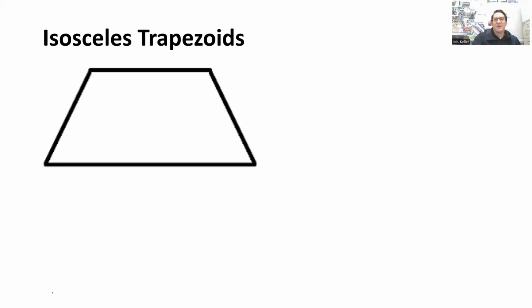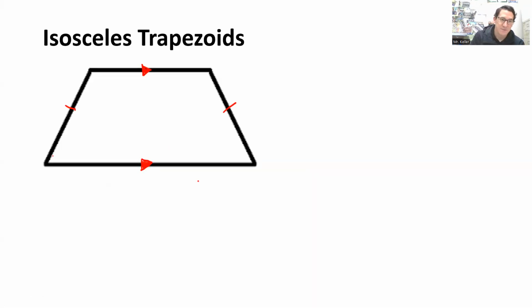Let's talk about properties of isosceles trapezoids. First, like I said, these are parallel. This is what this little triangle means, that these sides are parallel. Also, since it's isosceles, these sides are congruent. So the parallel sides are called the bases, base one and base two. These sides are congruent, meaning they're the same.